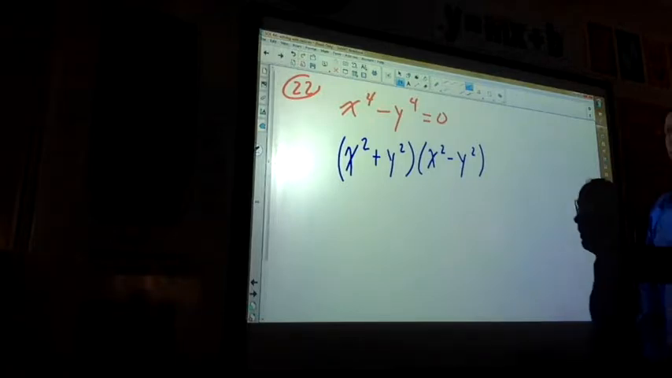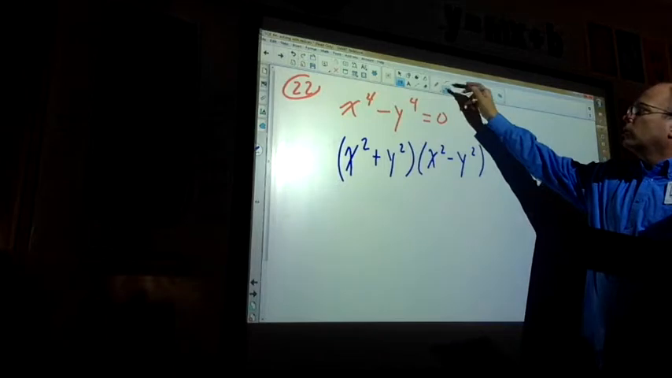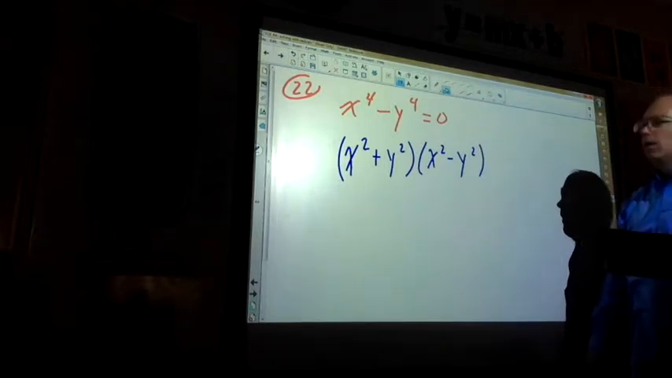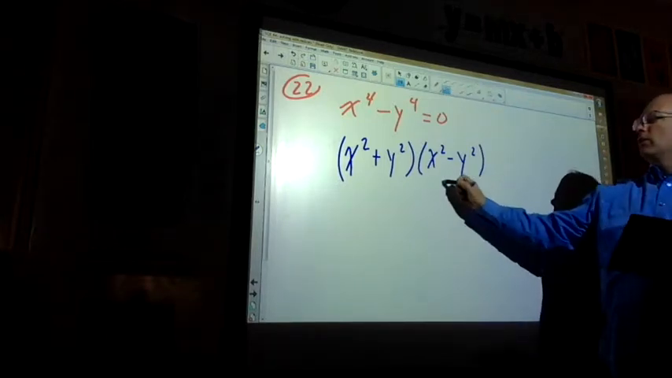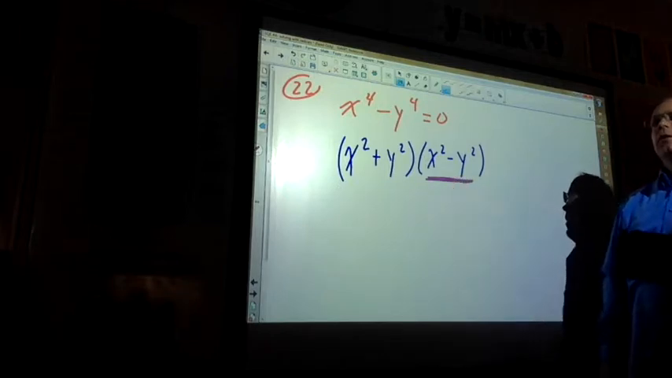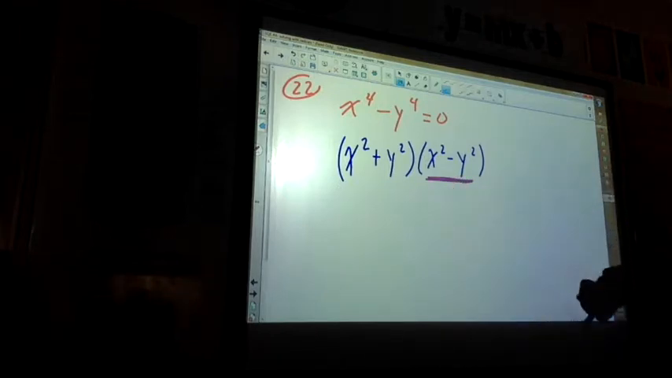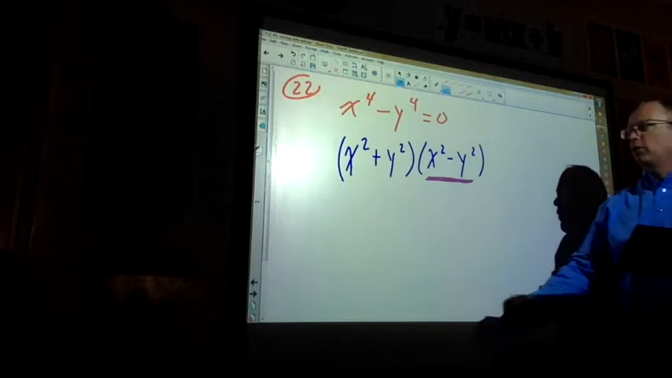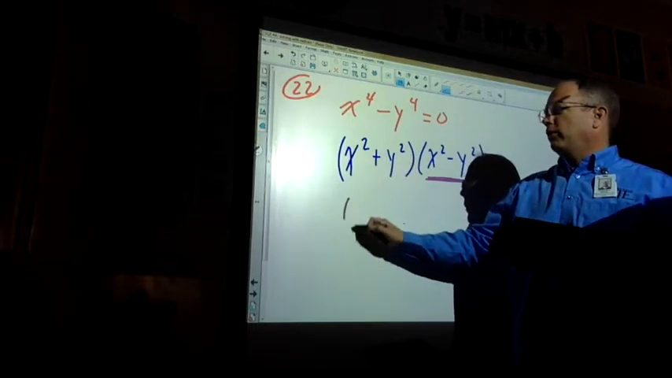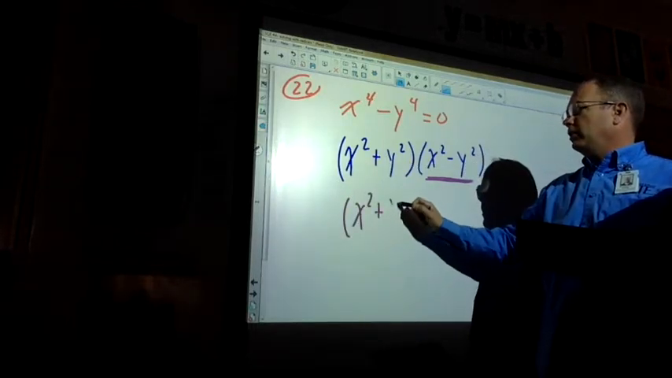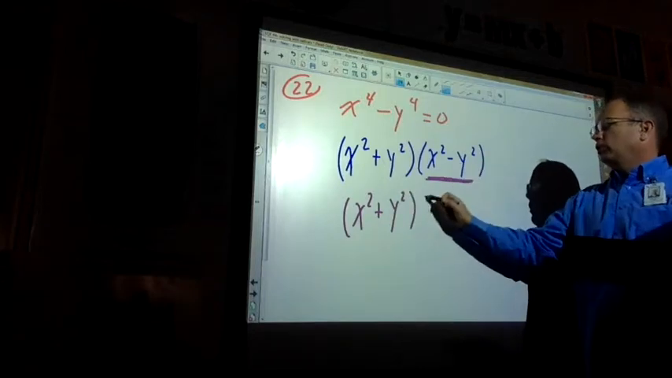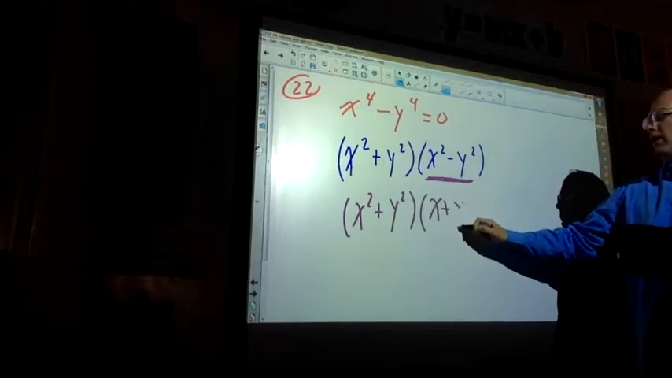Can you unsquare it? Unsquare it where? The x's and the y's. What is this? It's the difference of two squares. So this will not factor any further. This stays as is. But this is the difference of two squares. So I get x plus y and x minus y.